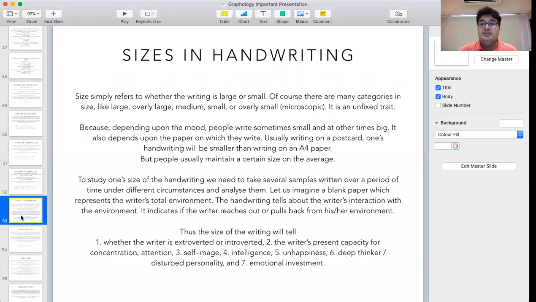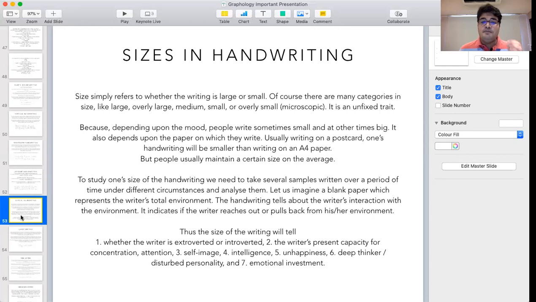Moving on, let's talk about sizes in handwriting. So basically, size simply refers to whether the writing is large or small. Of course, there are many categories in size, like large, overly large, medium, small, or overtly small. It is an unfixed trait because everybody has different sizes in handwriting, because depending upon the mood, people write sometimes small and at other times very, very big.